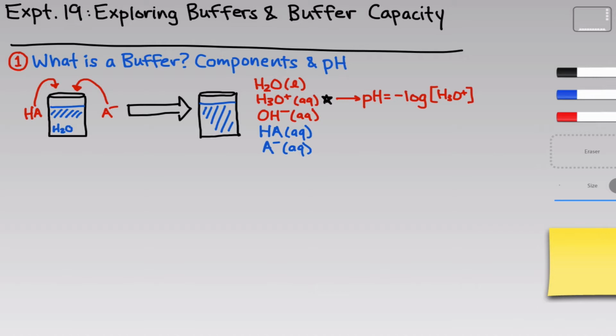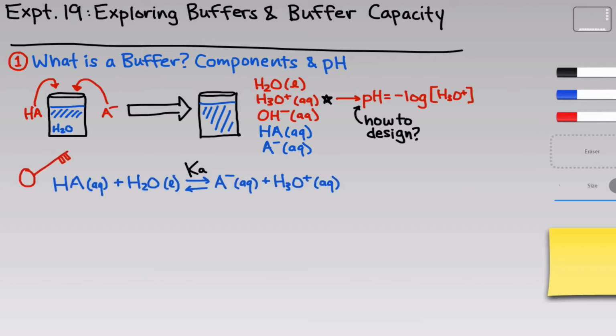A big question with buffers is, how can we design a buffer system to achieve a desired pH? In addition to being able to resist changes in pH, we can tune the buffer to sit at a particular pH value. The key to that is the weak acid equilibrium. This is really the most important chemical equation to keep in mind when dealing with buffers. It's the acid dissociation of the weak acid HA.